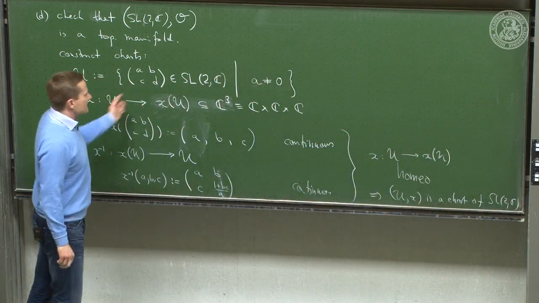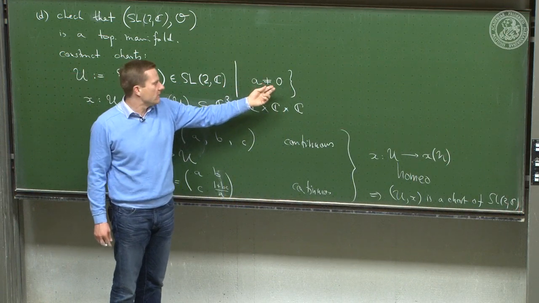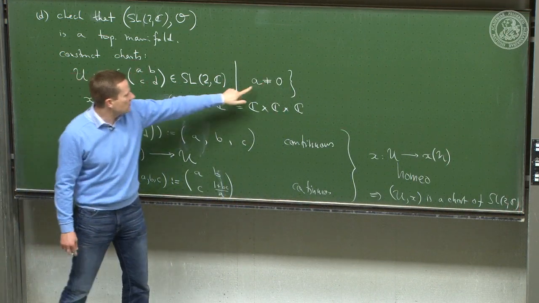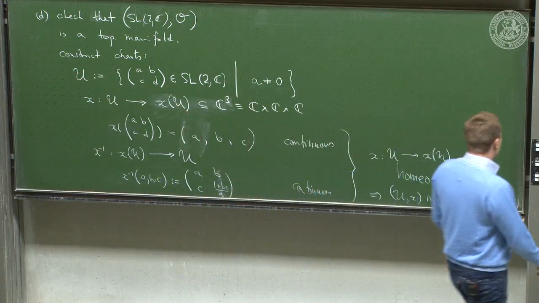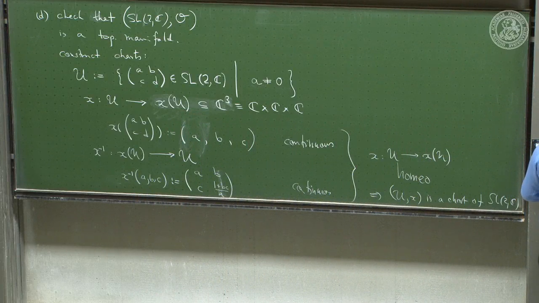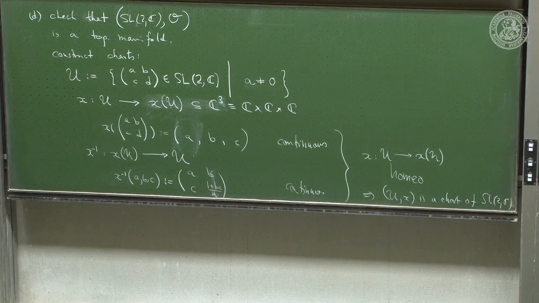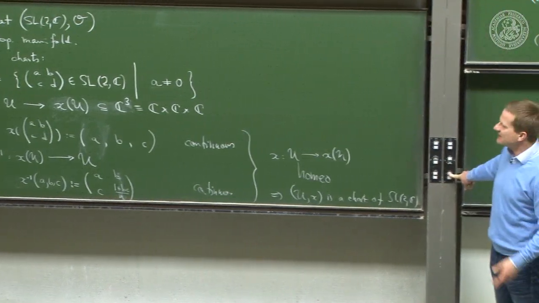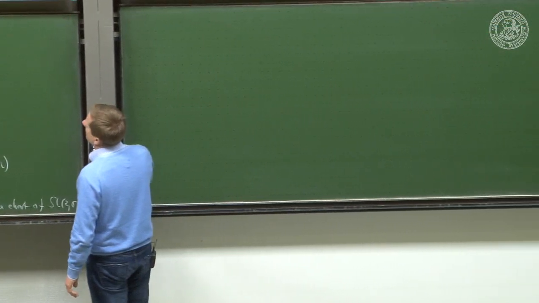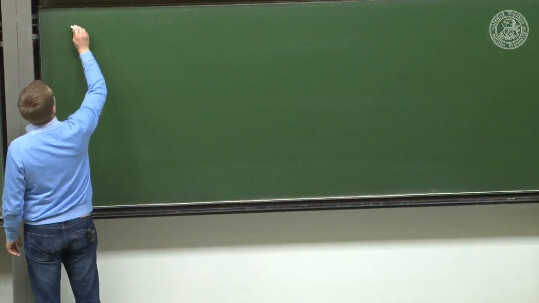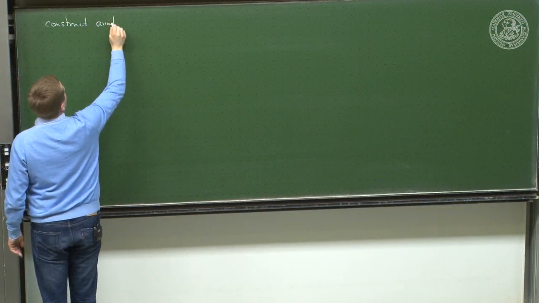But this chart doesn't cover all of SL2C because there are a number of SL2C transformations, namely all those with A equals 0, they're excluded, right? So there is no other way but to construct at least one more chart, and let's see whether we can cover, and it's really worth writing it down. Okay, so construct another chart.